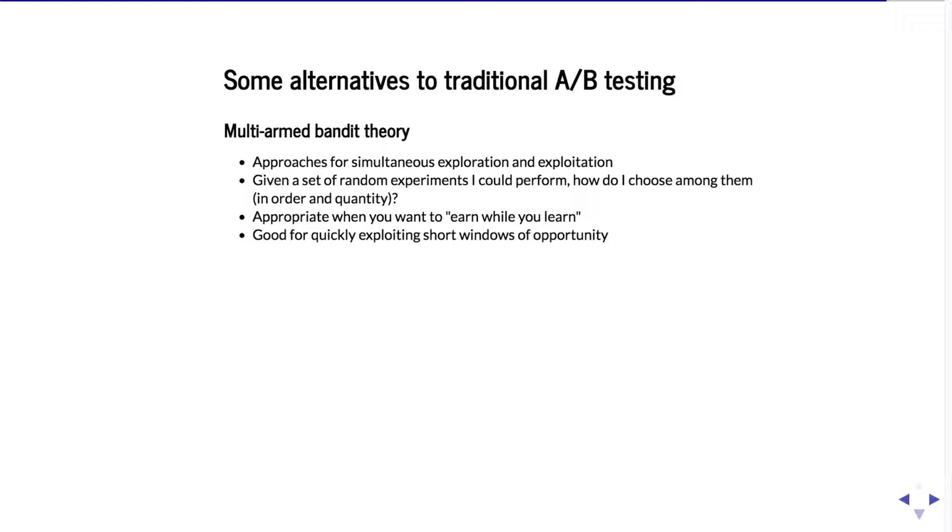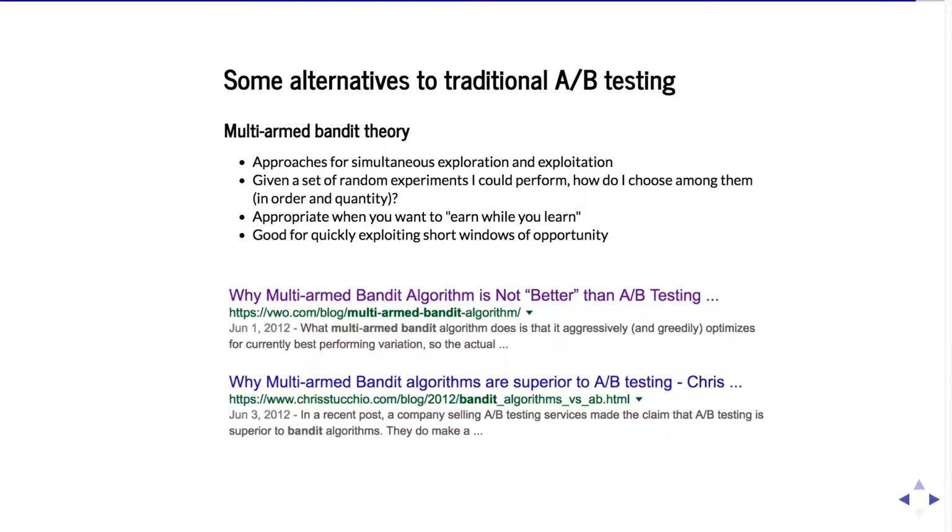But there's a lot of arguments back and forth about when this is right and when this is appropriate, when it's not. And when you search multi-arm bandit, these are the search results you'll get. Why it is not better than A/B testing. Why it is superior to A/B testing. So people can become a little religious about this stuff.